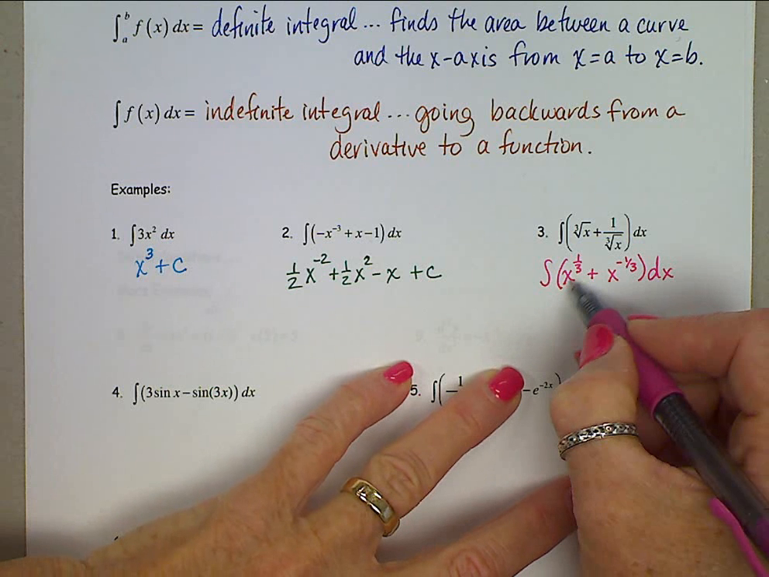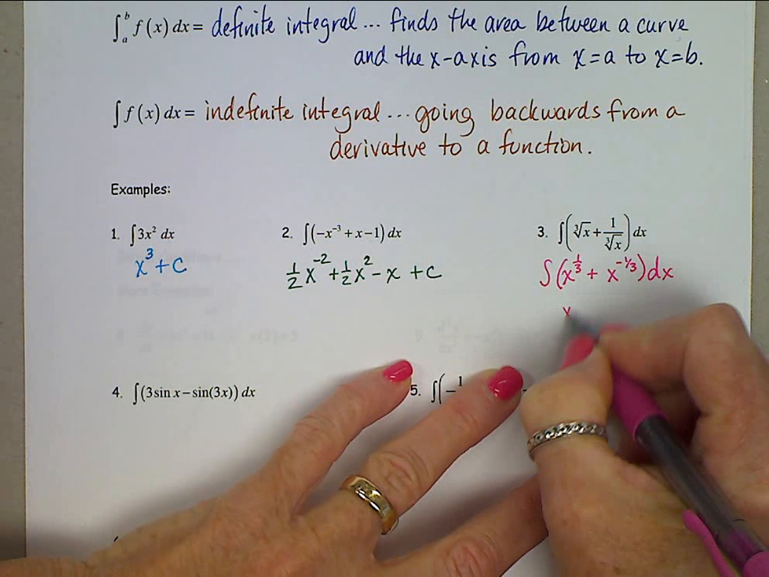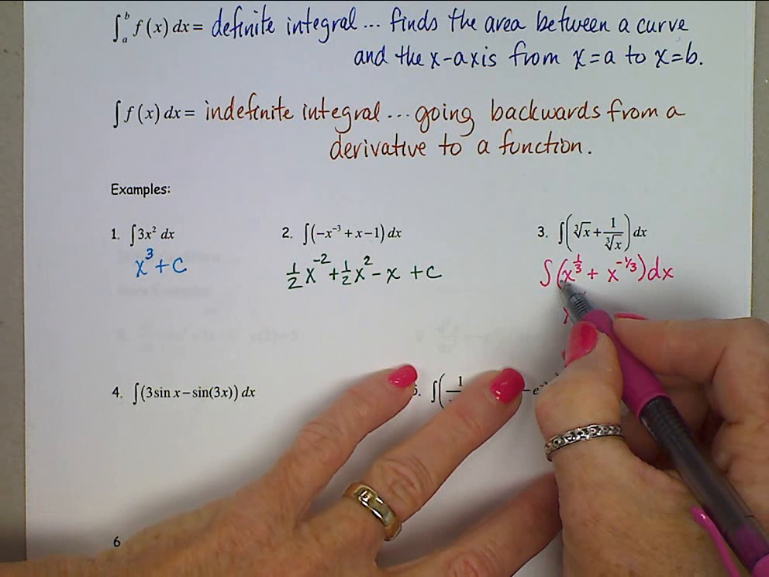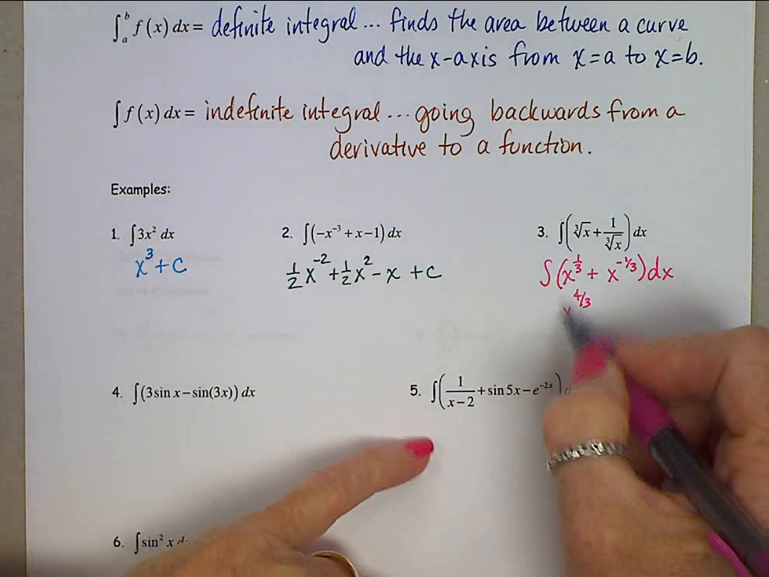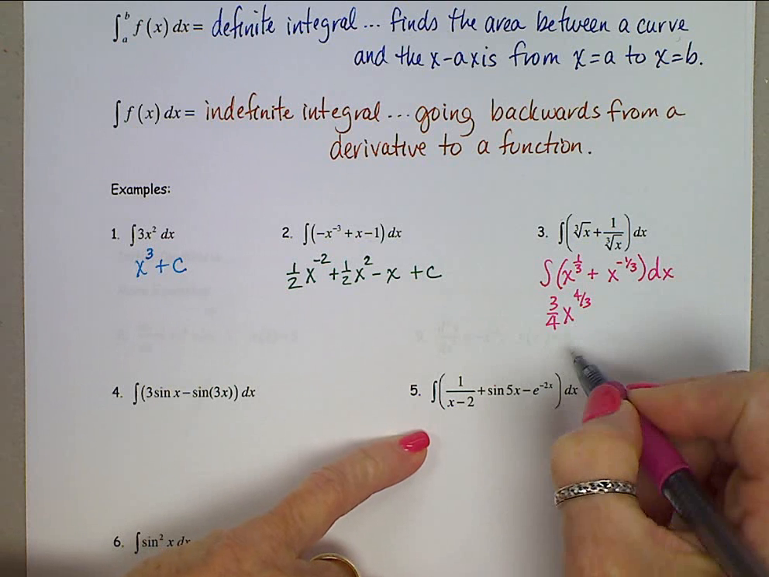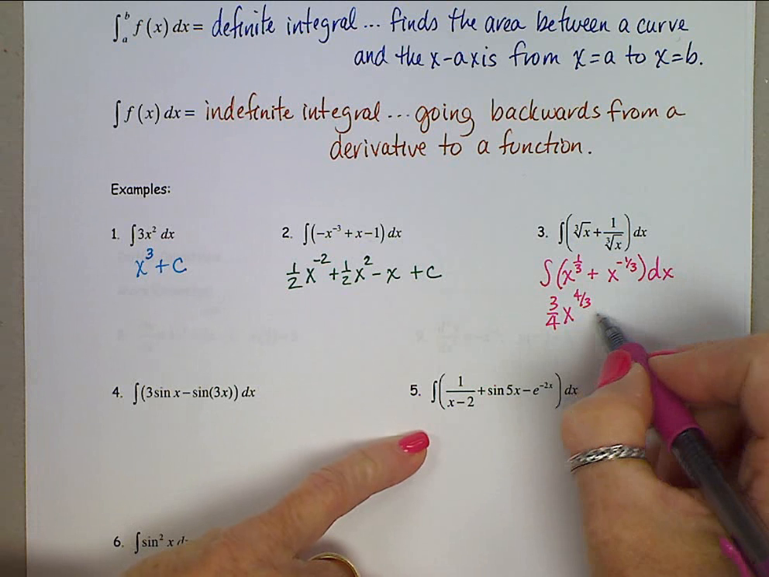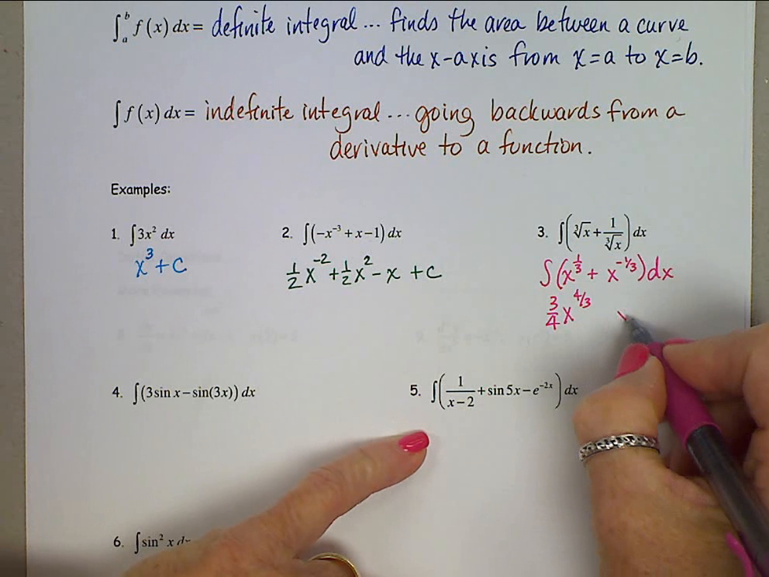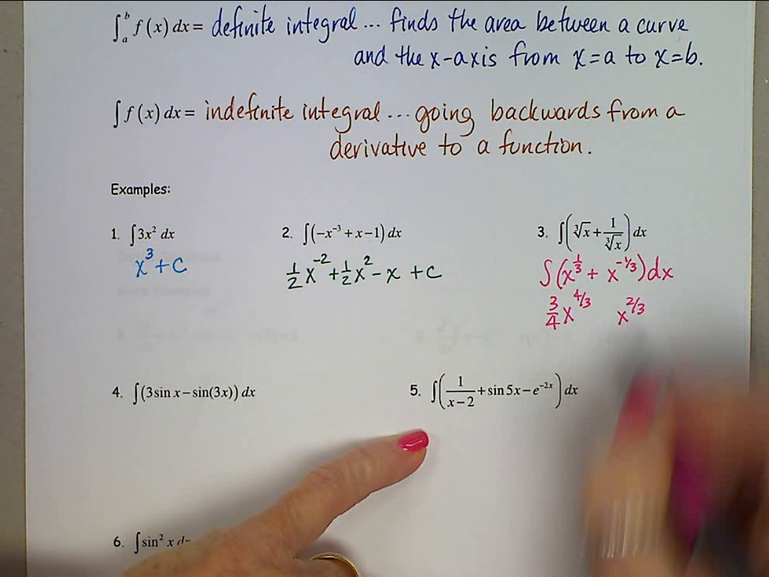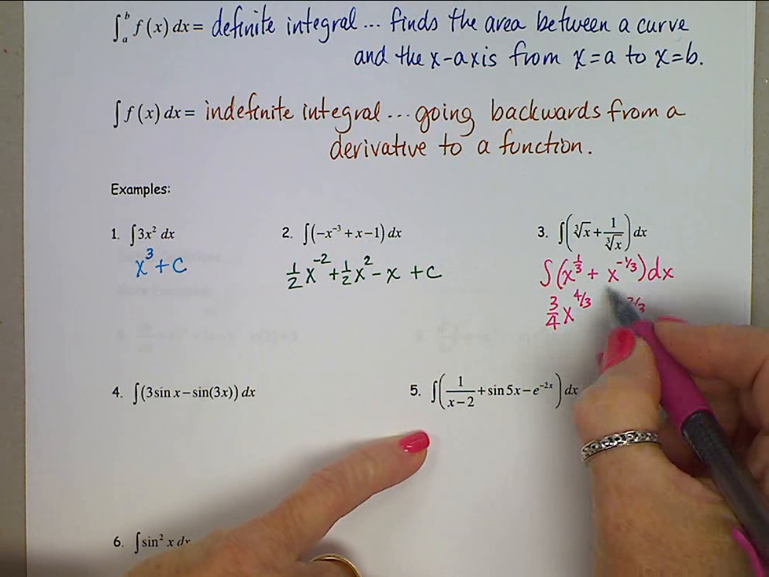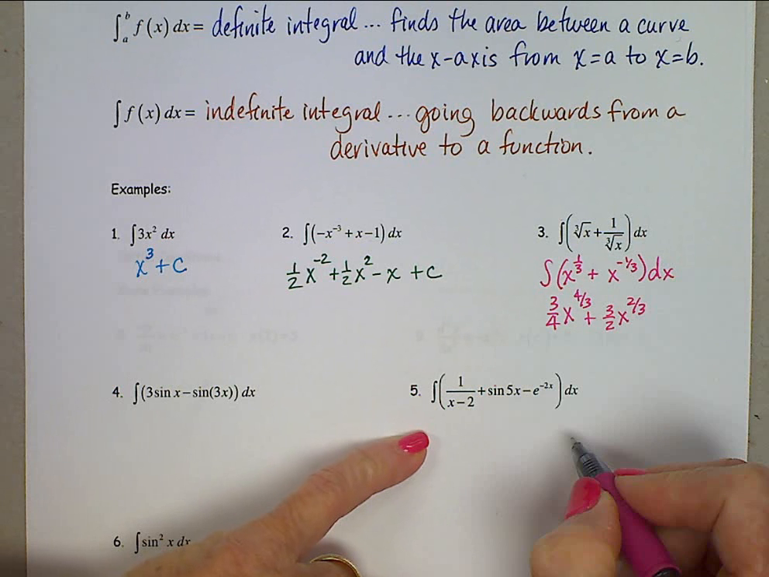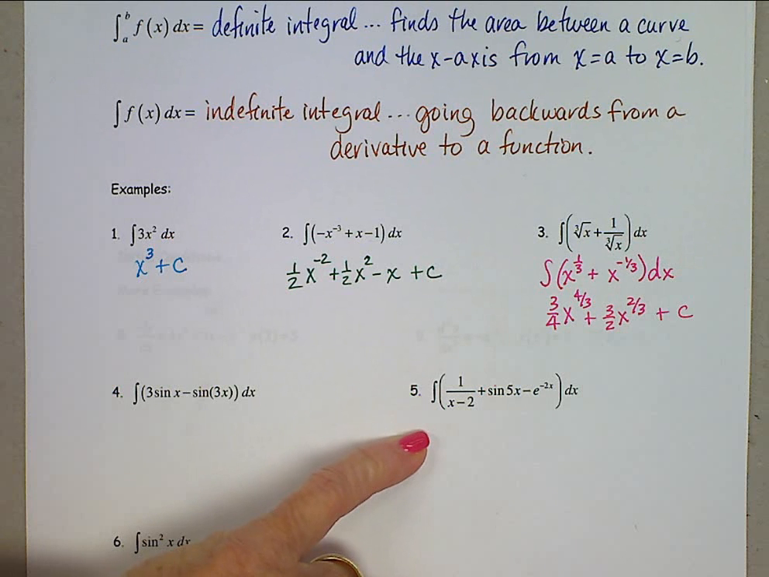Add 1 to the exponent, that's x to the 4/3. Take the coefficient there, which was 1, and divide by the new exponent. That gives us a 3/4 out here. For this next one, add 1 to the exponent. That's going to make that x to the 2/3. Divide by the new exponent, puts a 3/2 out here. Don't forget that plus c.